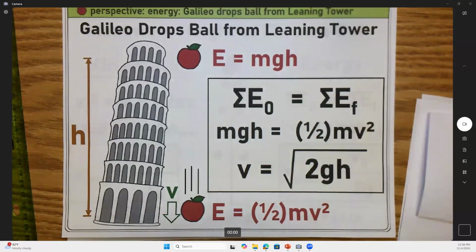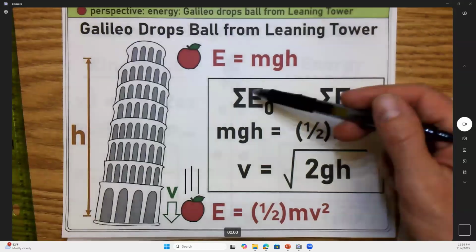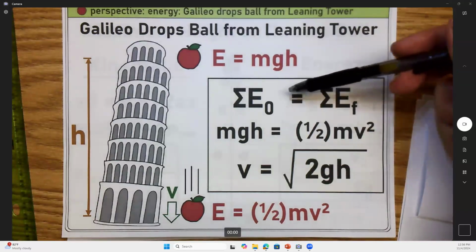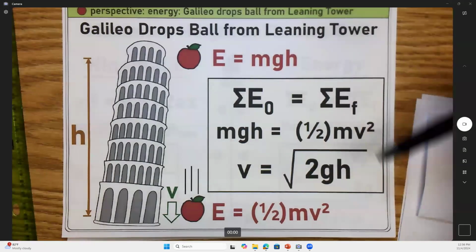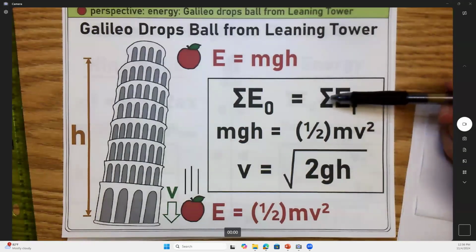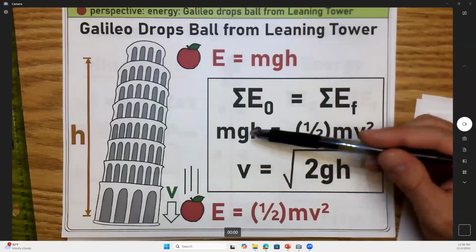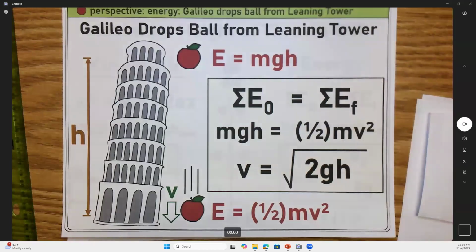Here, I'll just show you the whole thing. This right here, here's your framework. The sum of energy initial equals the sum of energy final. That's to say, the sum of the energy at the top is equal to the sum of energy at the bottom. Now I'm saying sum of, but really it's only one type of energy at each point. It's all mgh at the top. It's all 1/2 mv squared at the bottom. Guys got it? What variable cancels? The mass, m. I think that's something I emphasized before too.